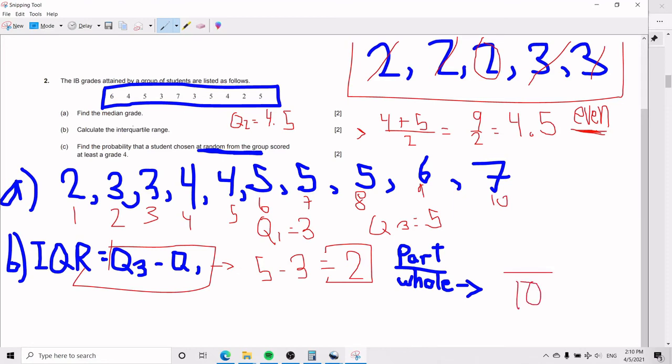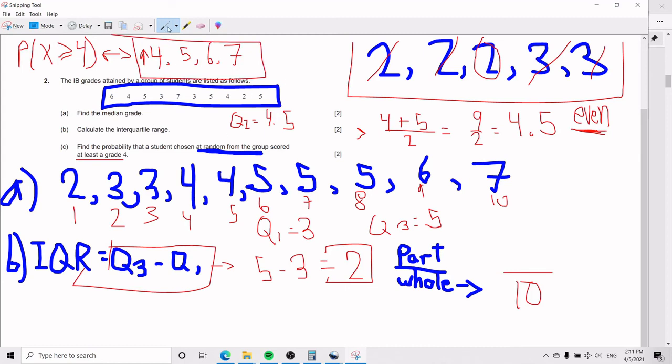And my part is going to be anyone from the group that scored at least a grade of 4. If it's at least 4, it is either 4 and up. So that would be anyone that got a 4, a 5, a 6, or a 7. The fancy way to write this is the probability of X, which is the grade you get, being greater than or equal to 4. These two things are expressing the same thing. It's just that intuitively, I'd rather explain it like that. It's going to be 4, 5, 6, and 7.